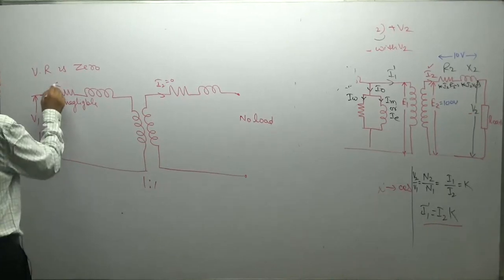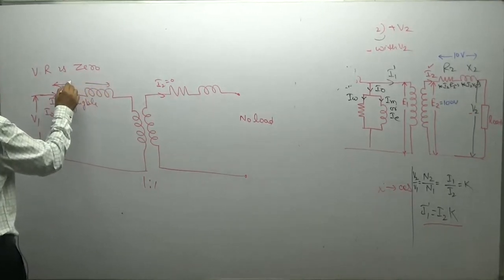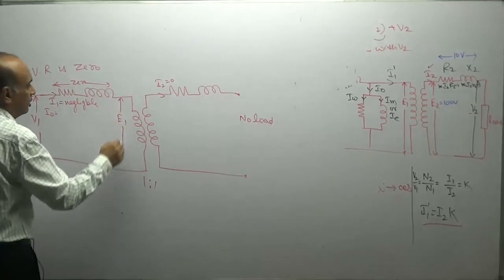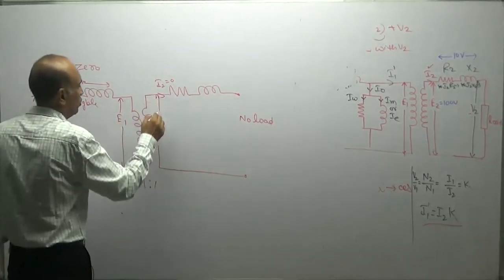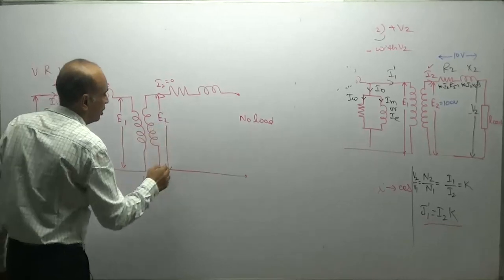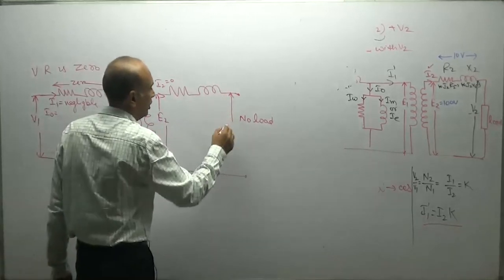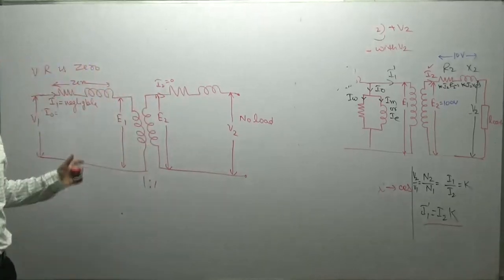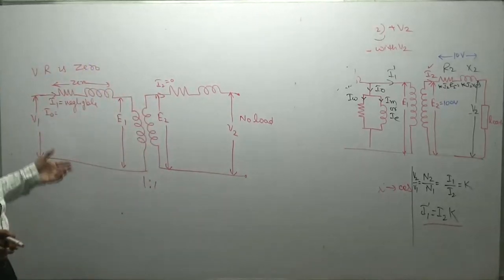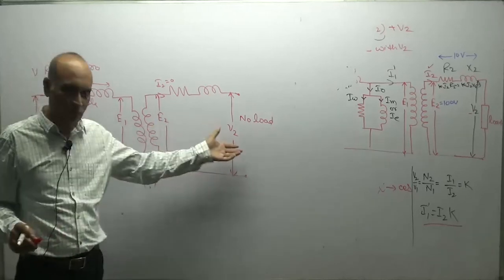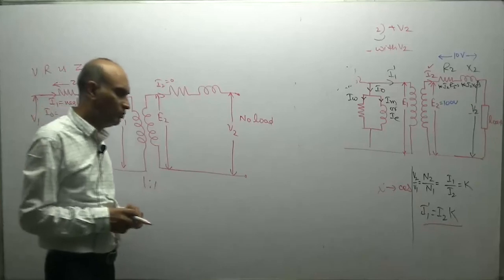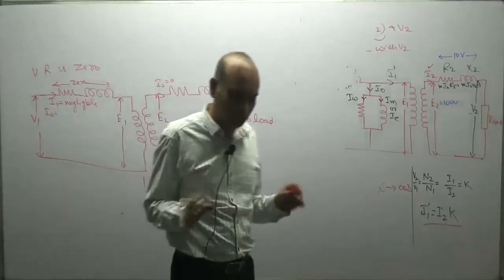So since it is negligible, the applied voltage is V1, voltage drop is 0, here it is E1, E2, and it is V2. So since there is no current in the whole transformer, V1 is equal to V2. V1 is equal to V2, it means voltage regulation is 0, first of all.